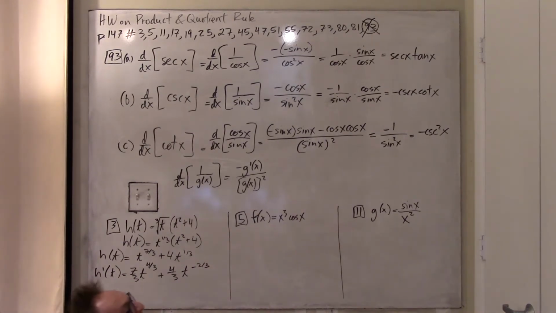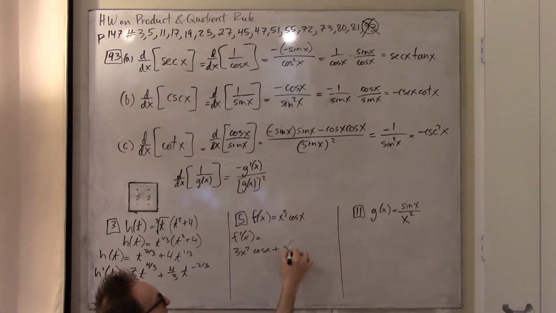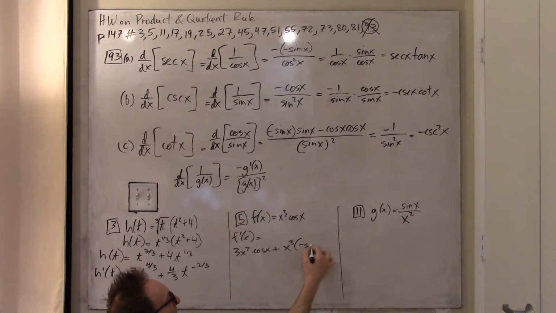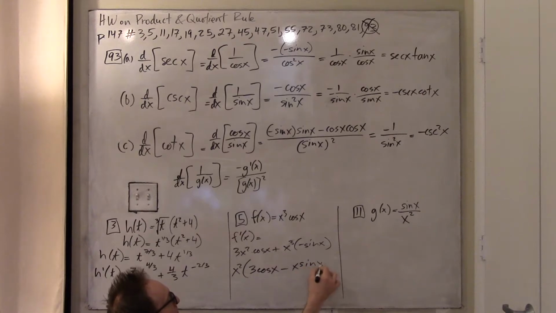5. The derivative of x cubed times cosine. Okay, so this is just the simplest possible product rule situation. What is the derivative? Well, it's the derivative of the first, so 3x squared, times the second, so times cosine, plus the first, times the derivative of the second. So the derivative of cosine is negative sine. And there it is. That's the whole problem. You might want to factor out an x squared if you're into that sort of thing. So the answer becomes 3 cosine x minus x sine x.